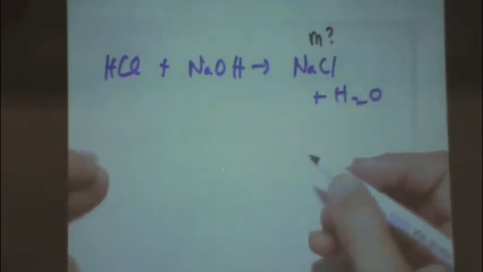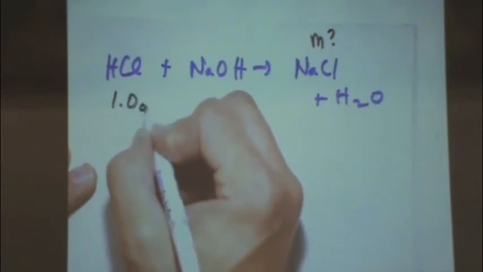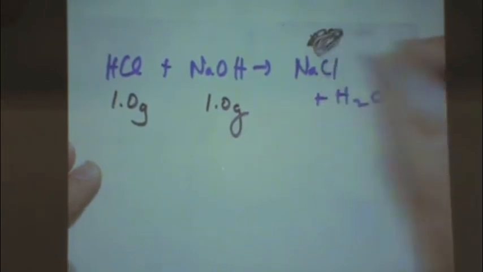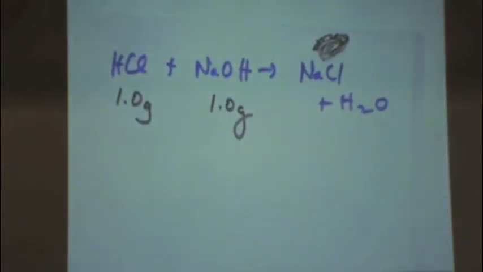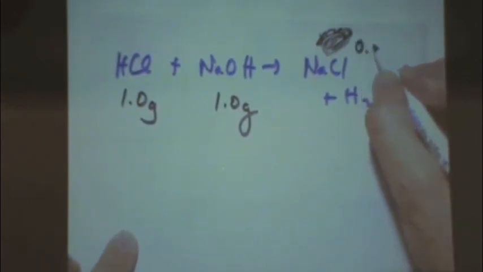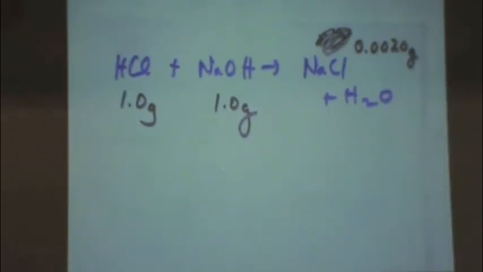mass of this produced, and I'm going to make it even crazier. Let's say this is 1.0 grams. And let's say we did the experiment and found that we resulted in 0.0020 grams of this. And now I want to know the percent yield of the sodium chloride. So that's my question. What's the percent yield of the sodium chloride?